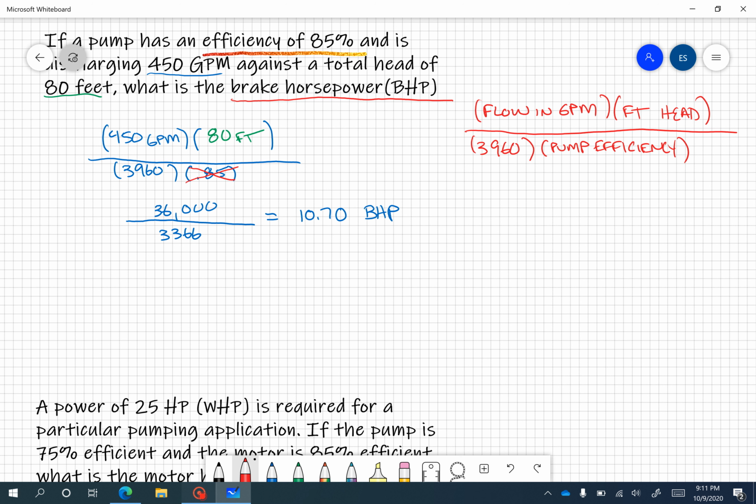If we recalculated this equation without factoring in that 85% efficiency, it would be 450 gallons per minute times 80 feet. Would still be 36,000, but now it would be divided by 3960. And our total horsepower would be 9.09. So you can see the relationship between brake horsepower and water horsepower. It takes more brake horsepower than water horsepower because the pump is never going to be 100% efficient.